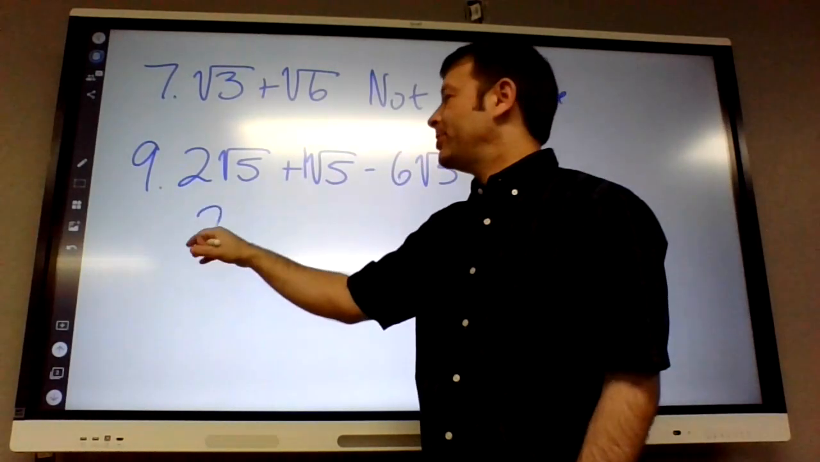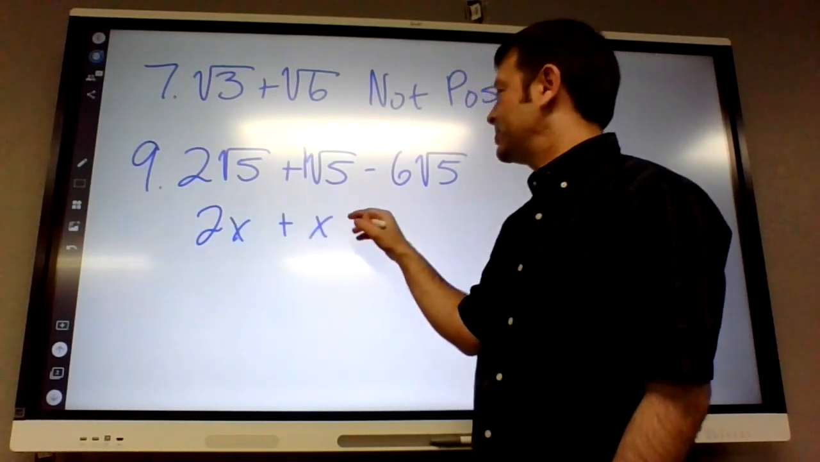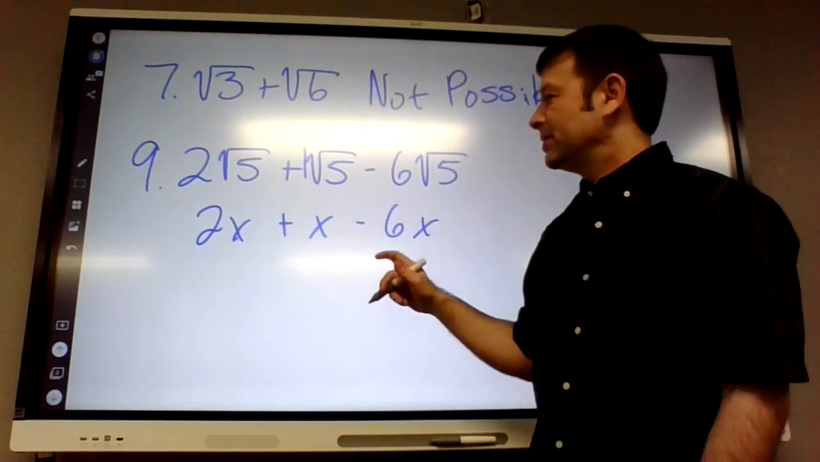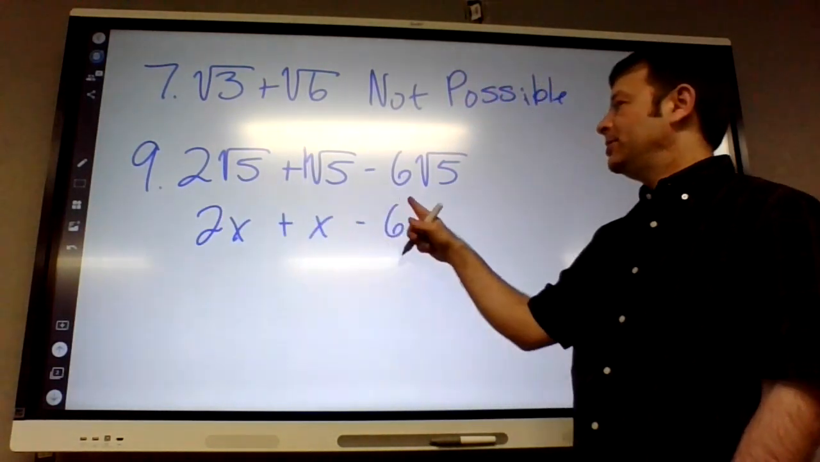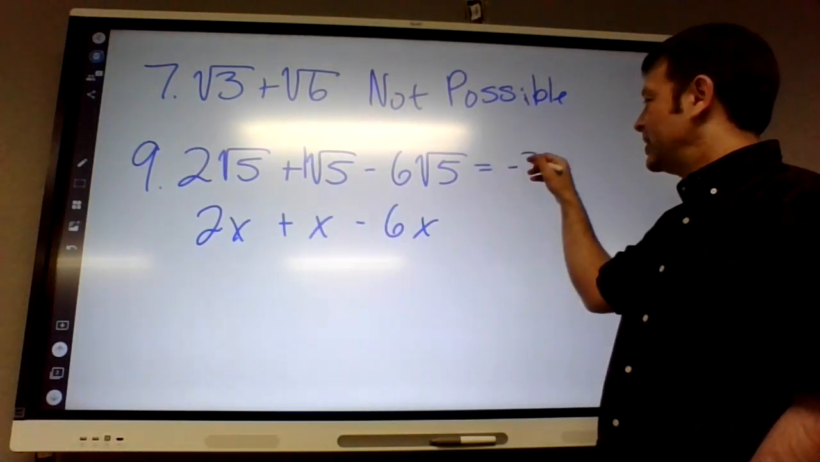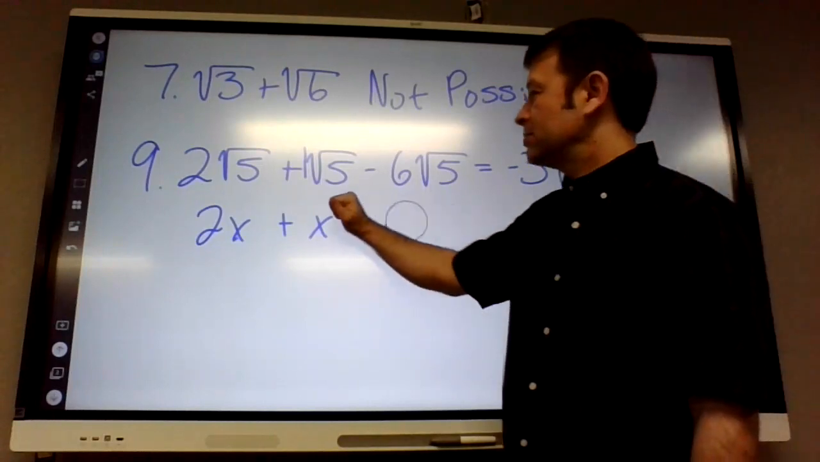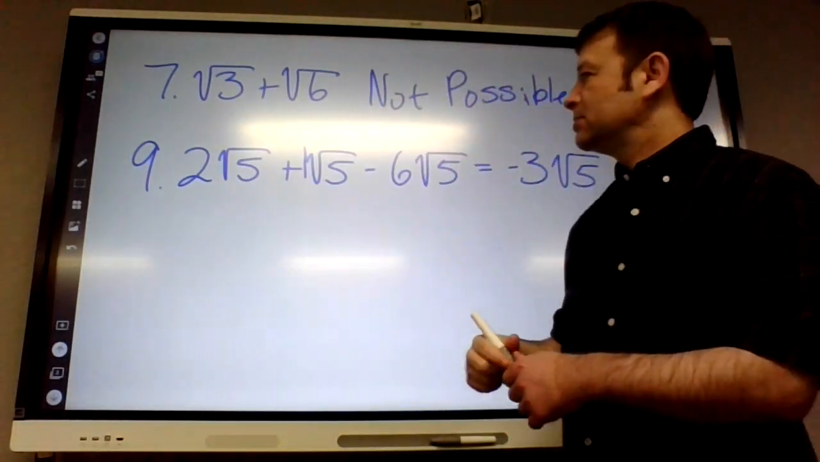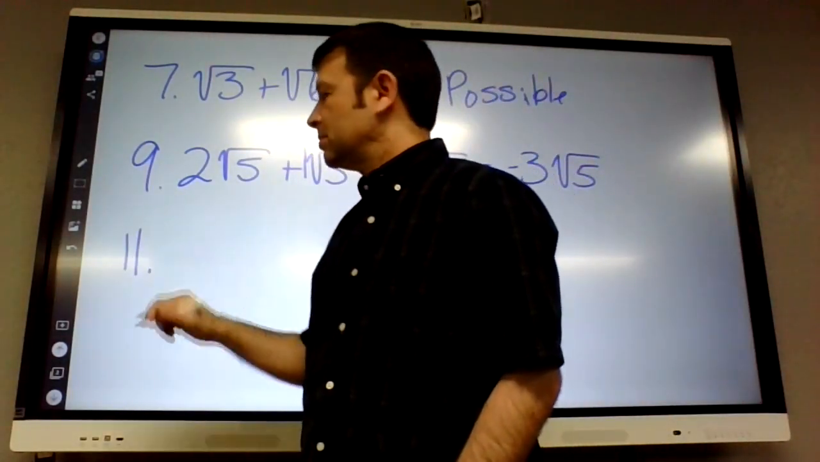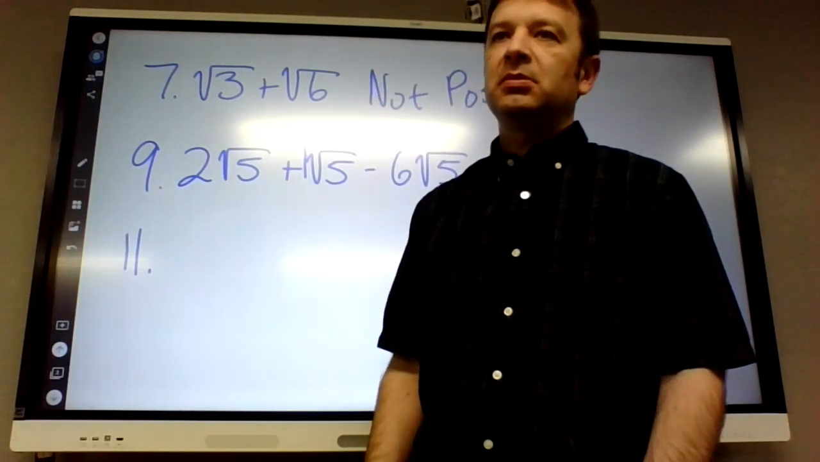So basically the problem we're doing, guys, is this: 2x plus x minus 6x. So we got 2 plus 1 is 3, minus 6, negative 3 square root of 5. And you want that answer, right? Yeah. I thought that if it was possible, you just write possible. I thought that you gave us only an answer.